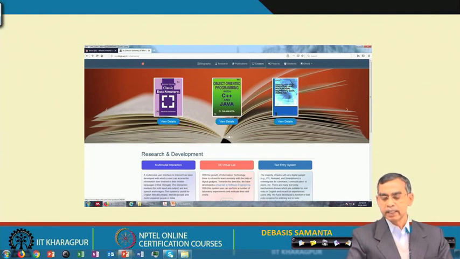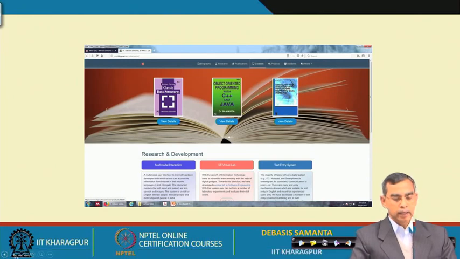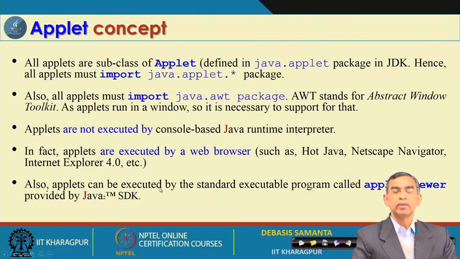So, the main purpose of the applet is internet programming, and for this we have to create an HTML page, and to create the HTML page we may use some code to be executed, some program to be executed, and that code, that program, is called the applet program. So, essentially applet is for this purpose only. This is the idea about the applet.